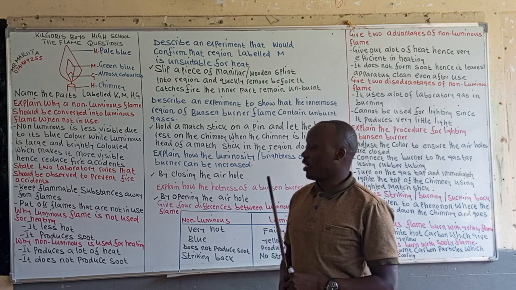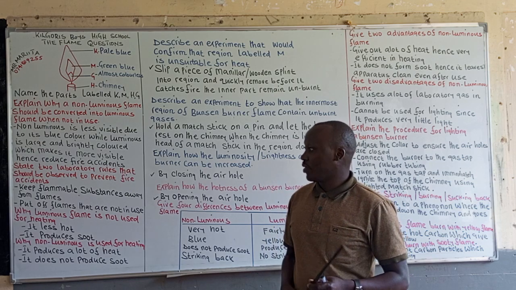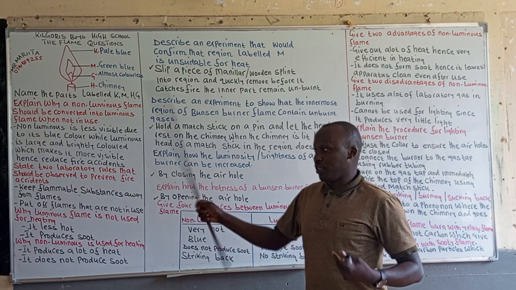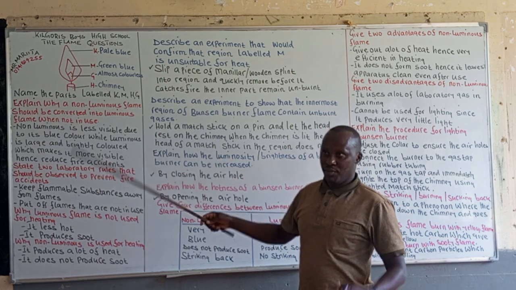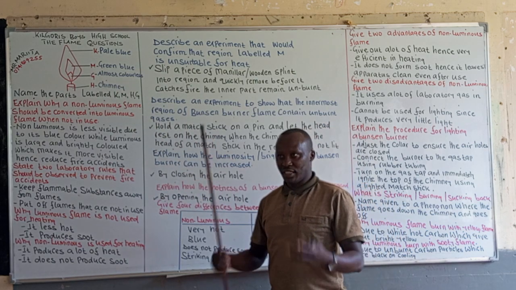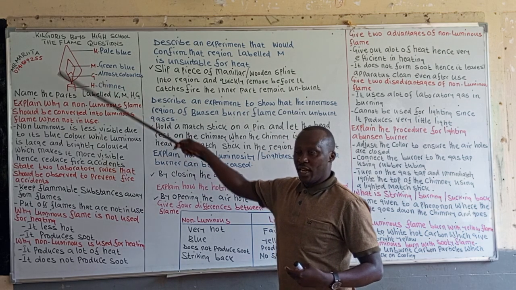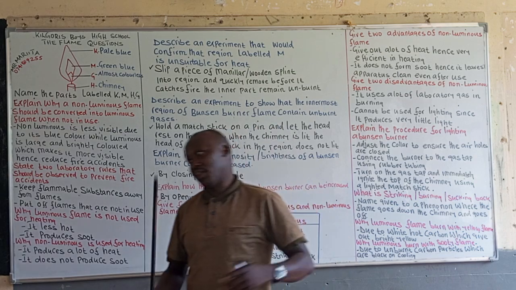Today we are looking at Form 1 Chemistry, Topic 1, Introduction, and the questions that can be set from the flame. I have the flame here. Maybe you study the diagram and then answer the questions which follow. The diagram is showing a non-luminous flame.